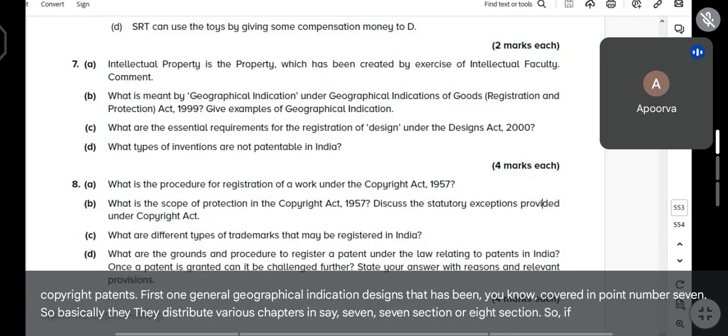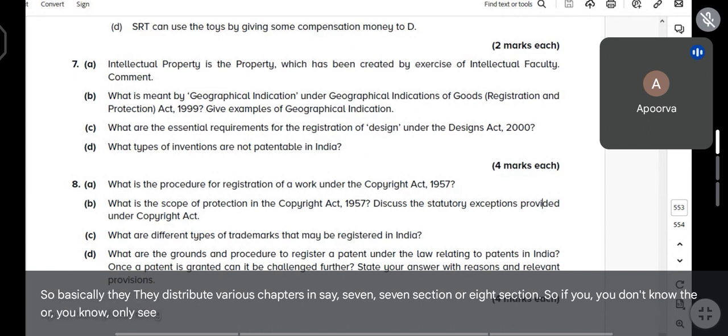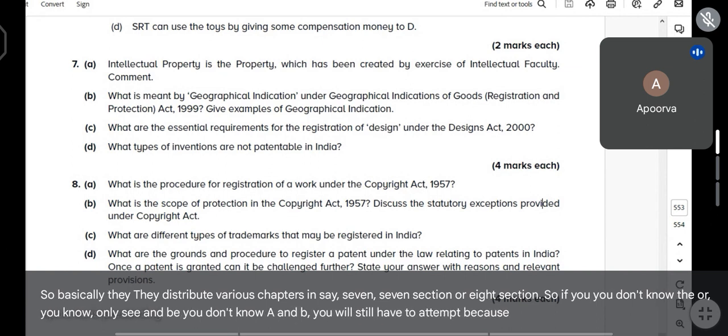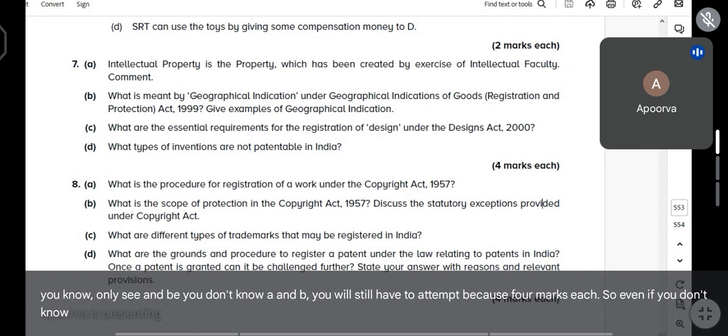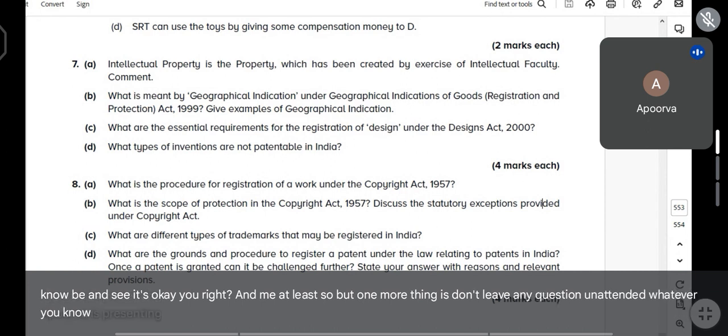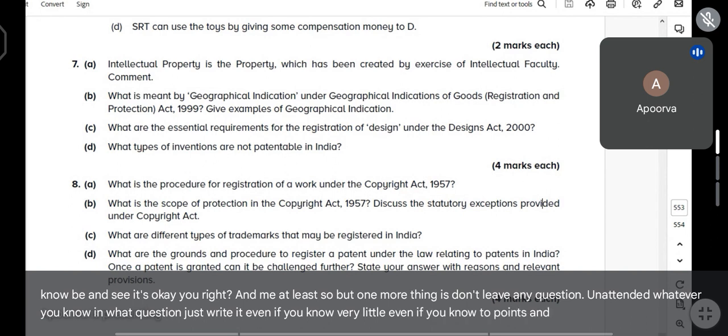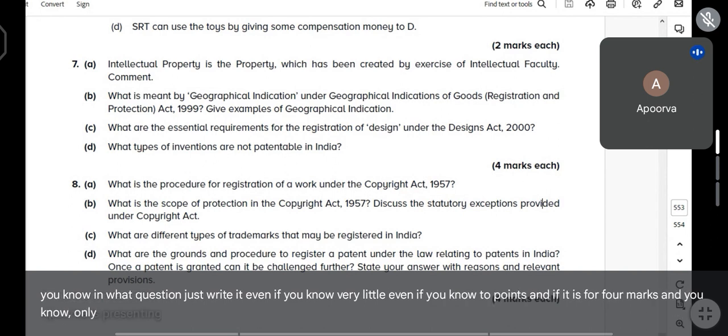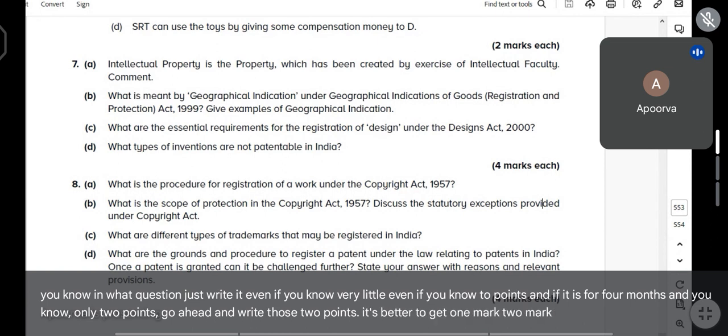So if you don't know D, or you know only C and B, you don't know A and D, you will still have to attempt, because 4 marks each. So even if you don't know B and C, it's okay. You write A and B at least. But one more thing is, don't leave any question unattended. Whatever you know in whatever question, just write it. Even if you know very little, even if you know 2 points, and it is for 4 marks and you know only 2 points, go ahead and write those 2 points. It's better to get 1 mark, 2 marks, than get 0 marks.